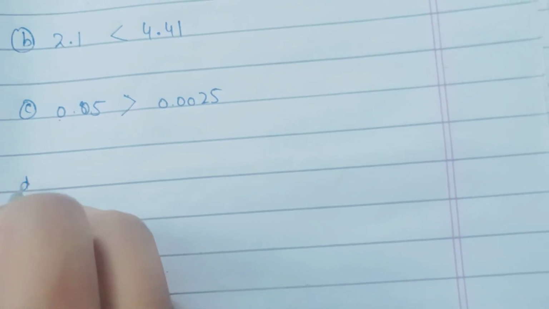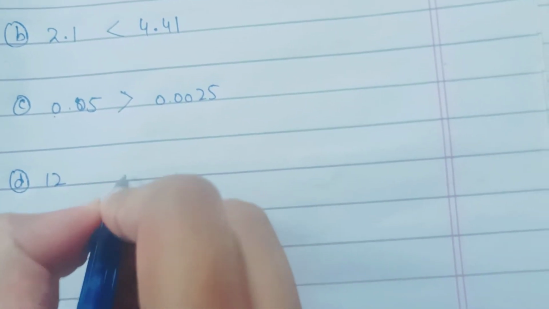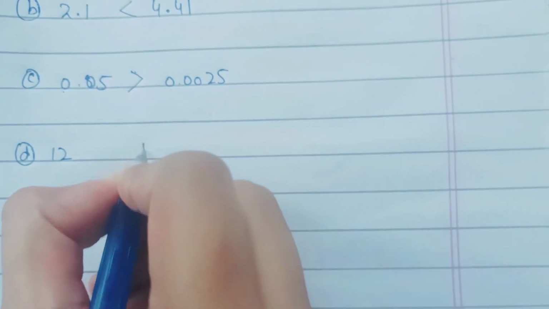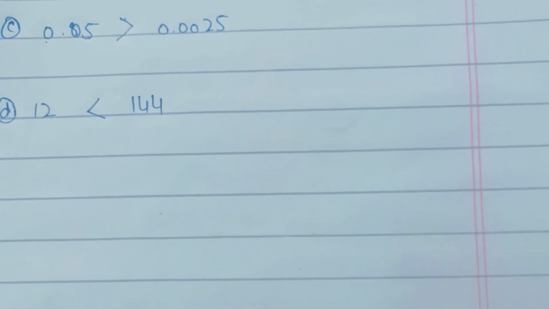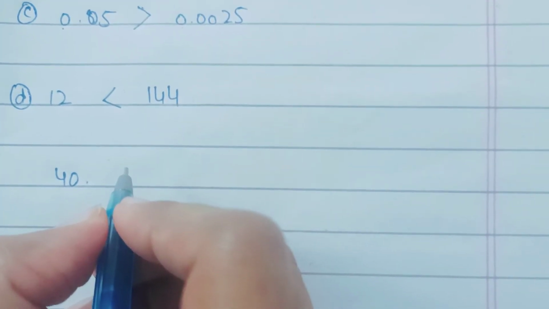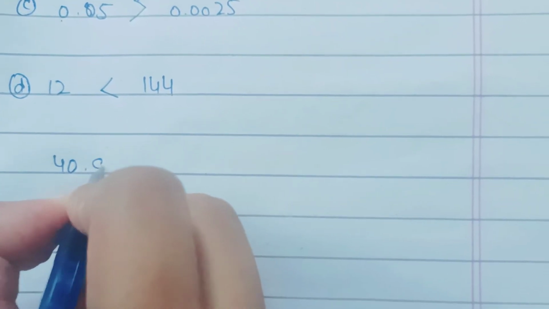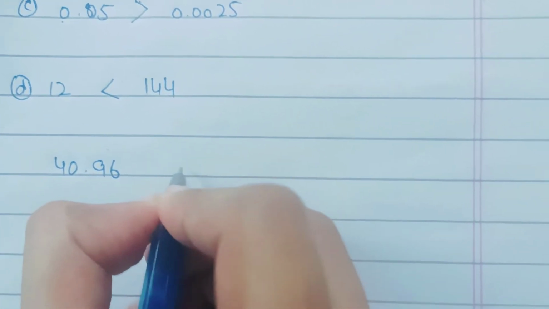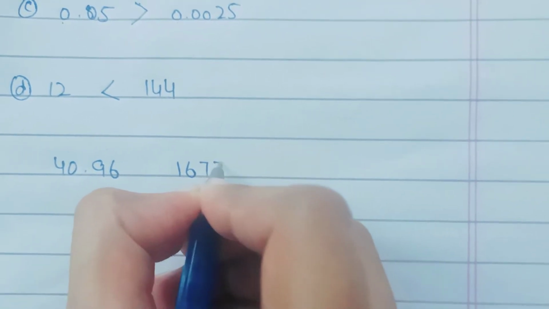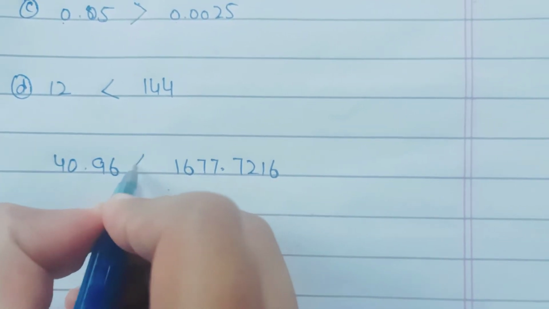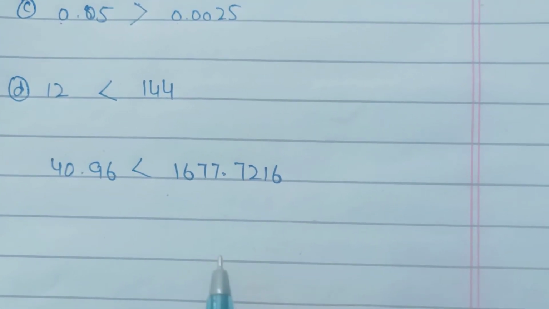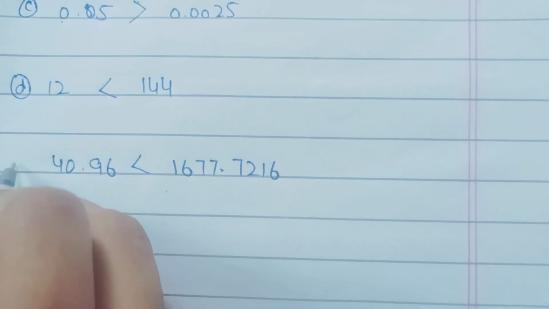Next is D part, 12. Square of 12 is 144. And 144 is obviously greater than 12. Next is E part, 40.96. Its square is 1677.7216, and obviously this square will be greater than the number.